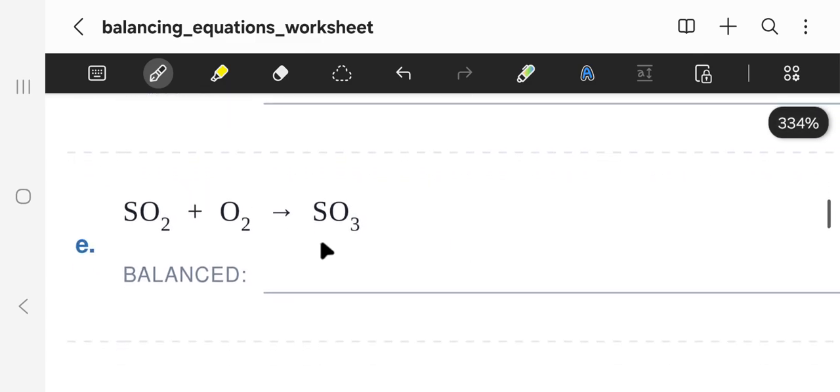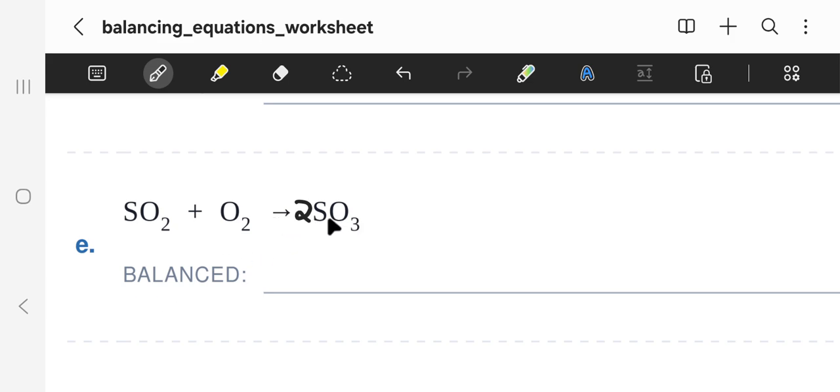Now we move on to E. Here on E, you will see that I have 1 sulfur, 1 sulfur. Sulfur is okay. And then I have 2 oxygens plus 2 oxygens. That's 4 oxygens on the left. But on the right, I have 3 oxygens. So my equation is actually not balanced. How am I going to balance it? Crisscross. I'm just going to put, since I have 2 this side, I'm going to put 2 over here.